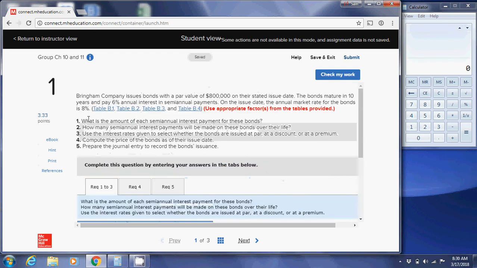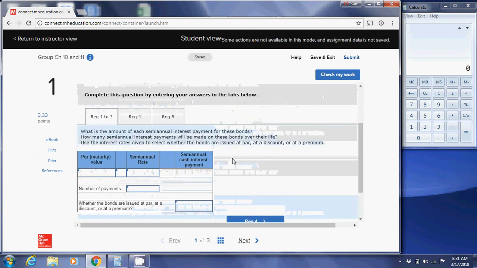So number one here is, what is the amount of each semi-annual interest payment for these bonds? A few things they want us to do. How many semi-annual payments will be made? Use the interest rates given to select whether they're issued at a discount or a premium, which we just discussed. Compute the price of the bonds as of their issue date and prepare the journal entry to record the bond issuance. All five of these things are going to happen under these five requirement pieces.